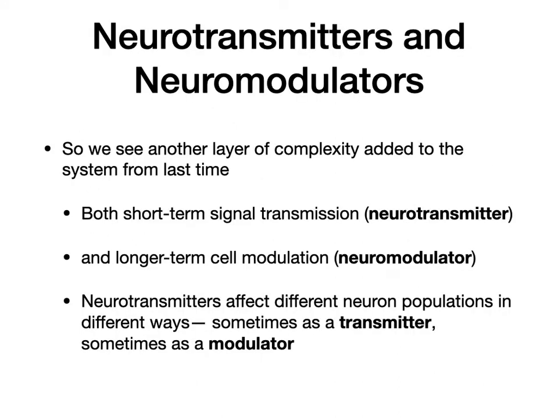So with neurotransmitters and neuromodulators, we see this extra layer of complexity added to the whole system from our action potential stuff. It's both short-term signal transmission, so just, hey, do the thing, from neurotransmitters, and longer-term cell modulation from neuromodulators. And these chemicals, as we would call them together, are going to affect different neuron populations in different ways. Sometimes it's a transmitter, and sometimes it's a modulator.